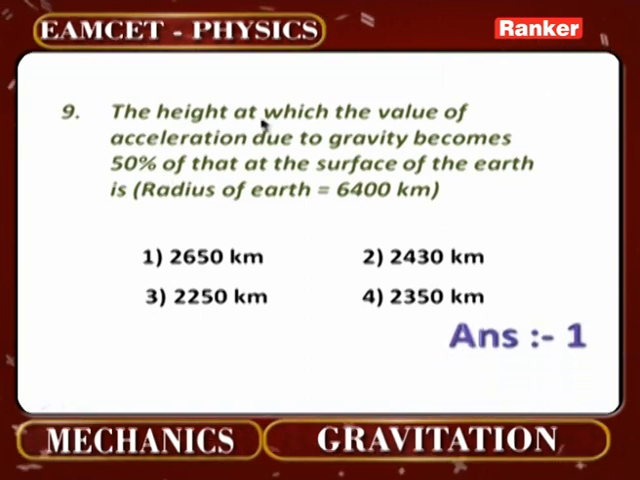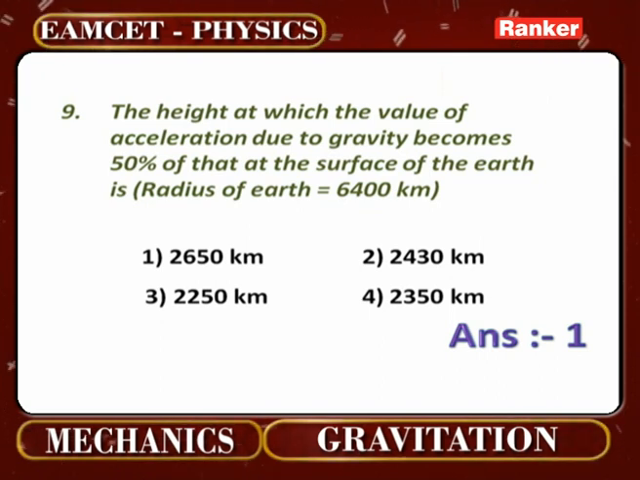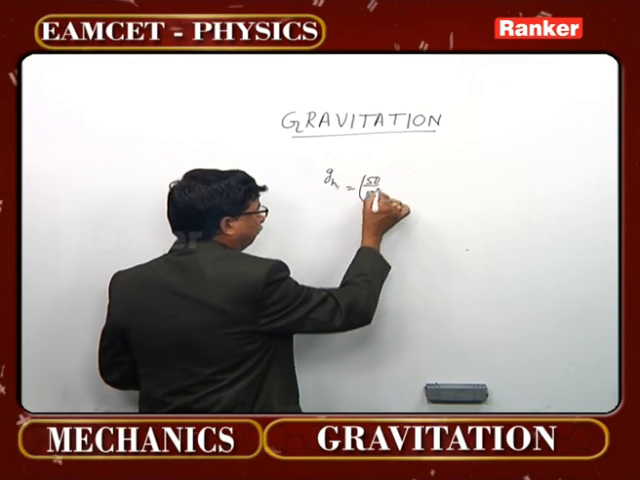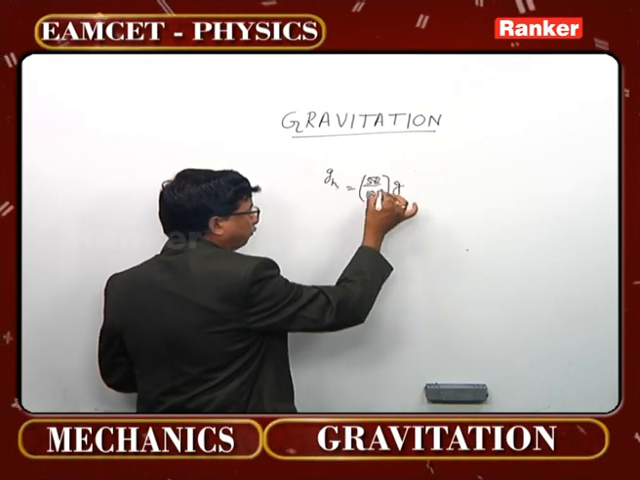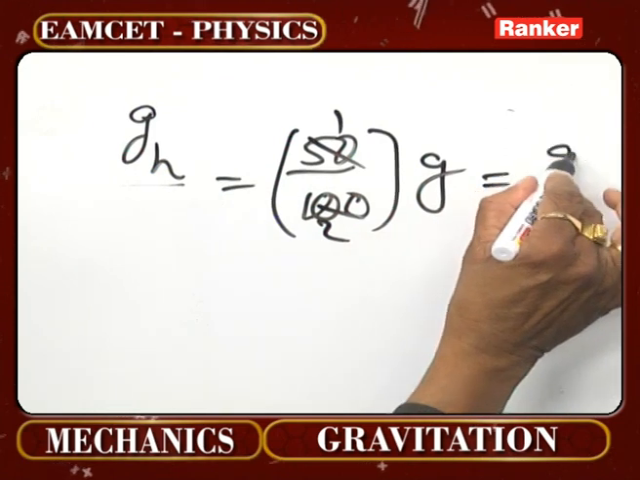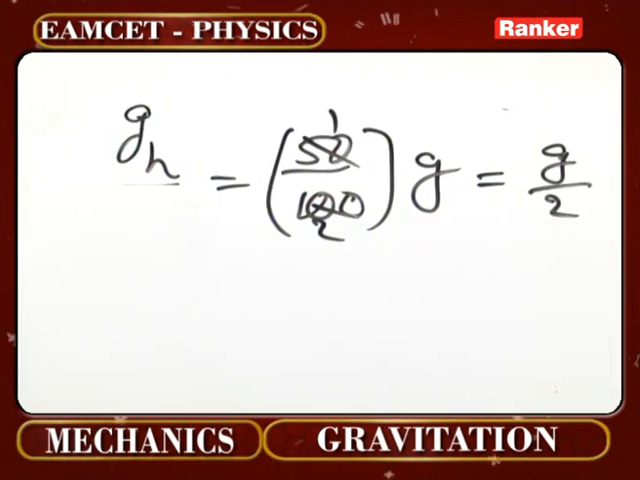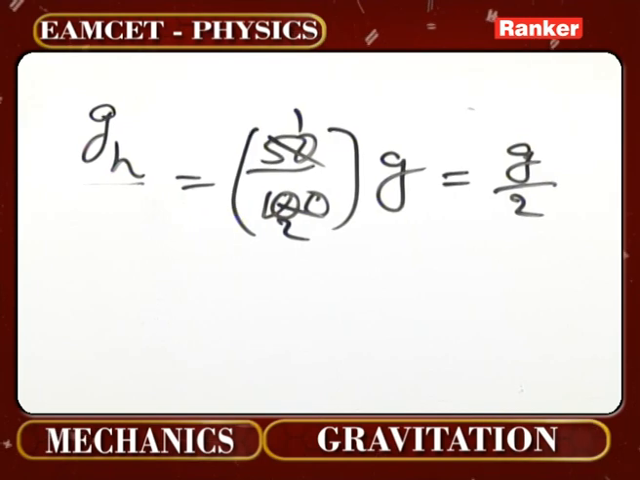The height at which the value of acceleration due to gravity becomes 50% of that at the surface of the earth. Once again, the radius of earth is given as 6400 kilometer. Now in this particular case, look carefully. gh by g must be 50%. In other words, gh must be 50% of g. That means this goes twice over here. Therefore, gh must be g by 2. That is the very meaning of that particular question.